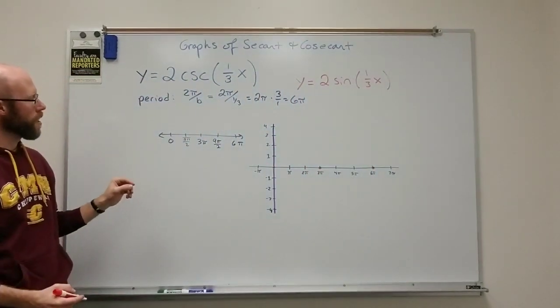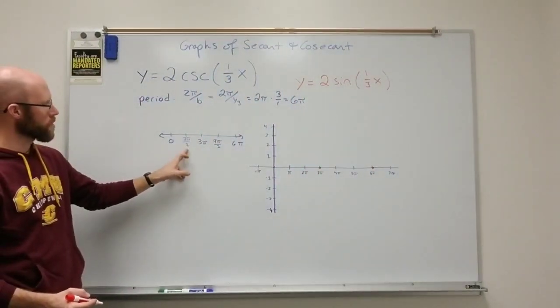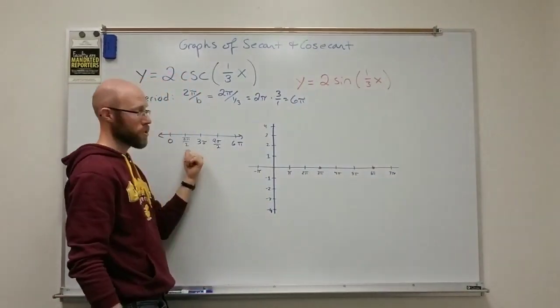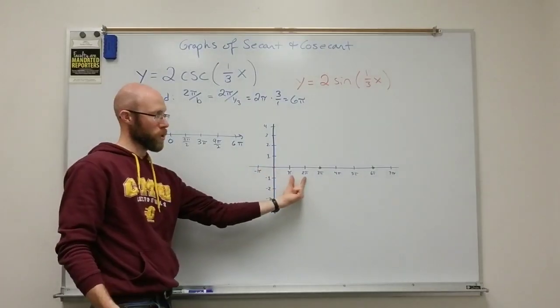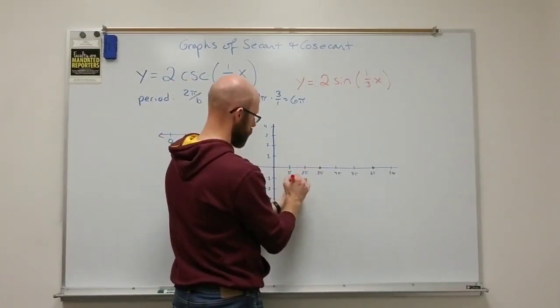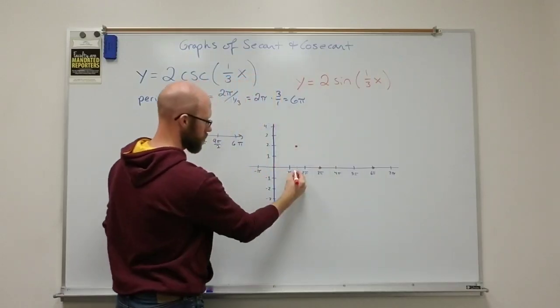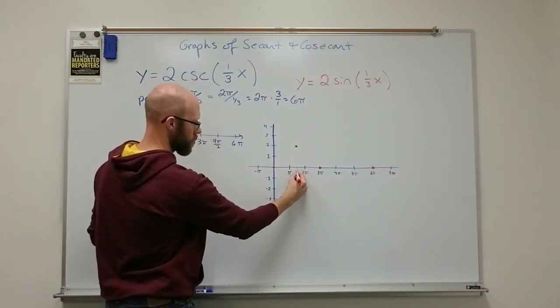intercepts. And then I know it has a maximum at 3 pi over 2. Now 3 pi over 2, that's 1.5 pi, so it's between 1 and 2 pi. So right in there. Okay, so this is our 3 pi over 2.